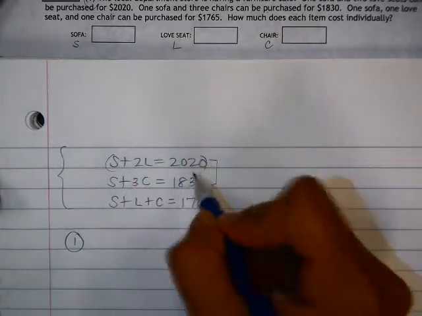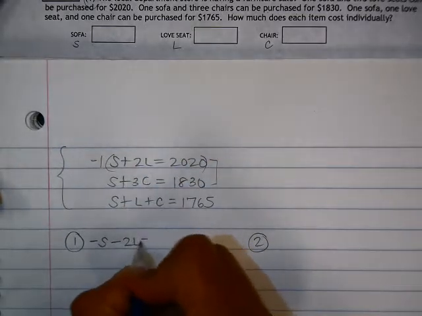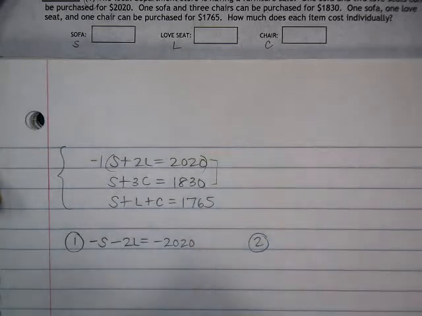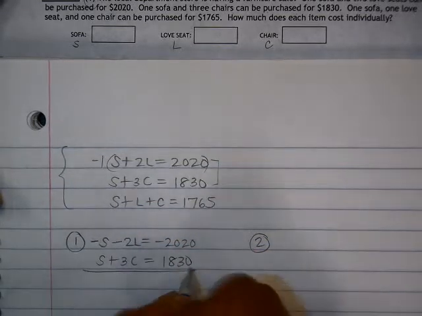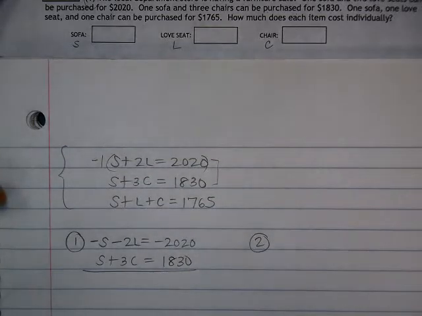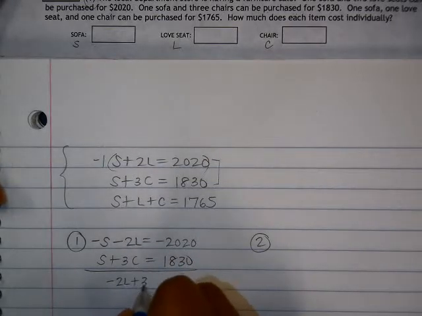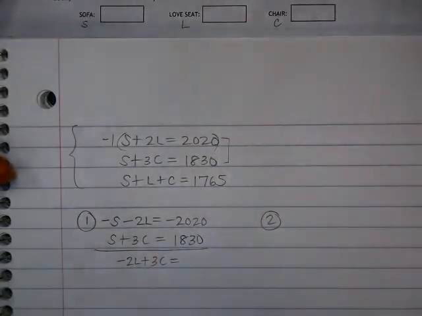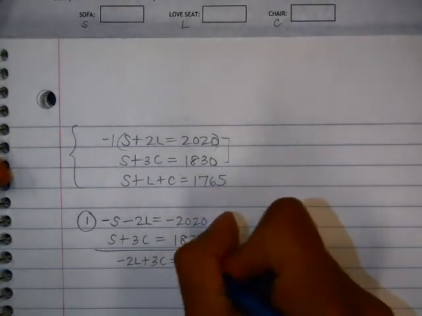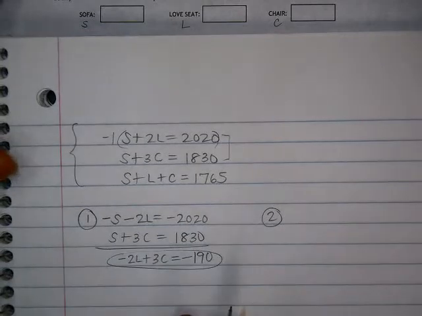And in order to eliminate the S, we need to multiply this first one by a -1. So negative S minus 2L equals negative 2020. S plus 3C equals 1,830. Adding those two equations together, the S's both cancel out. So these can be rewritten, but we can't combine these because they're not like terms. And negative 2020 plus 1830 is negative 190. So I have an equation now that doesn't have the S.